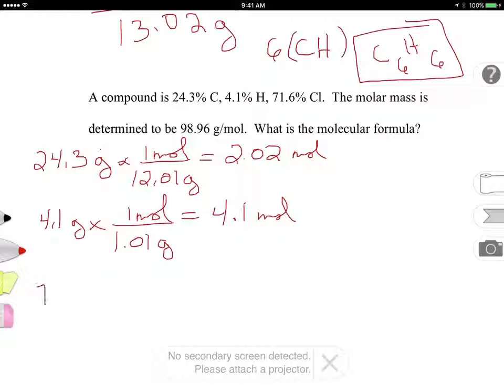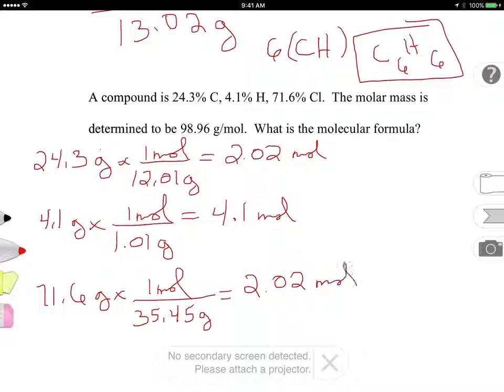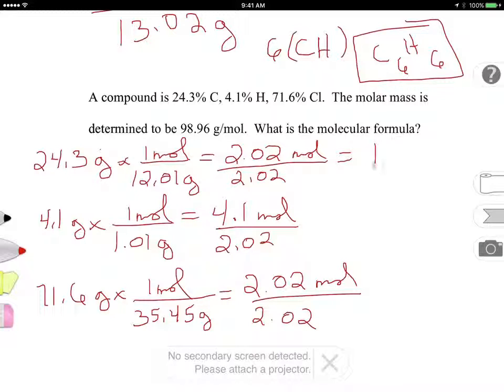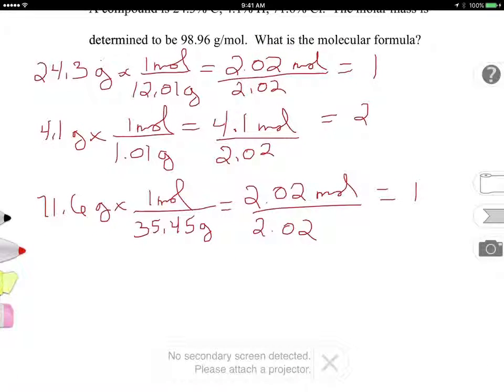And then the other one, the 71.6 grams, that's for chlorine, 35.45 grams, going to 1 mole. And that happens to be 2.02 moles. Find which one of the three of those is the smallest, which is going to be 2.02, and divide all of those values by 2.02. And we're going to get whole numbers of 1, 2, and 1, okay? Which means our empirical formula then is CH2Cl.